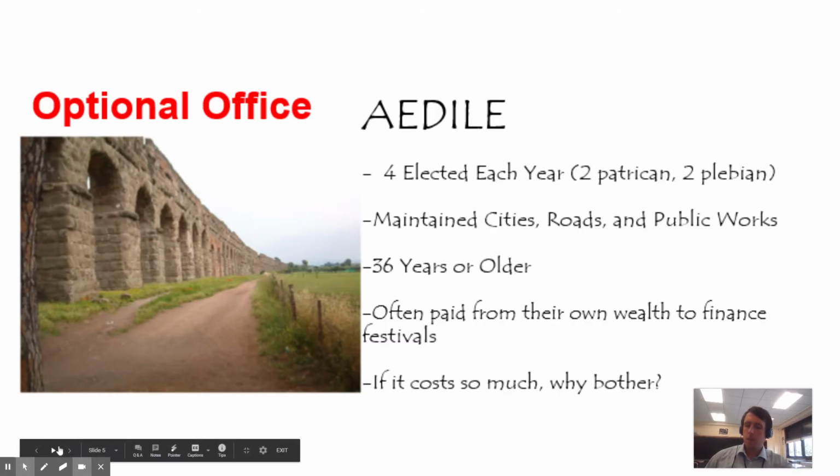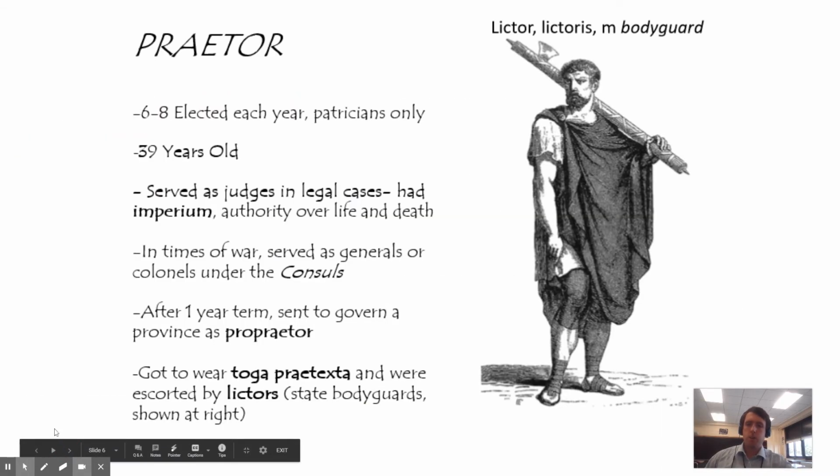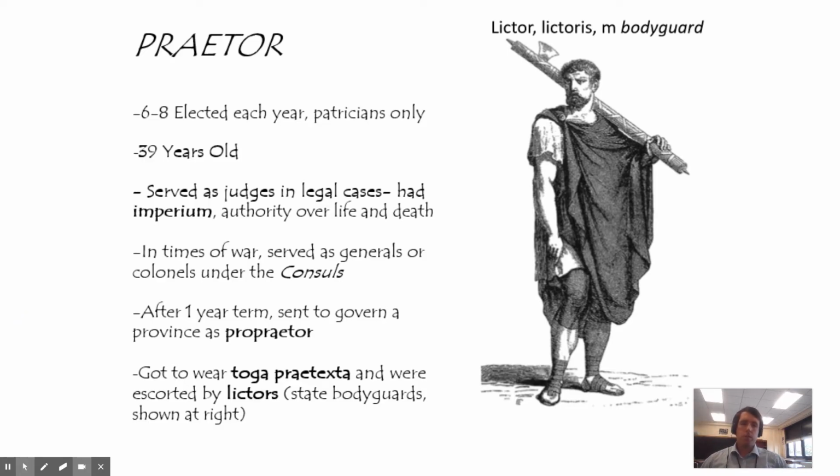All right. Our next office is the praetor. 6 to 8 of these guys get elected each year. Almost all of them are patricians throughout all Rome's history. You have to be 39 years old, so a couple of years between being an aedile and being a praetor, even if you get it as young as you possibly can.